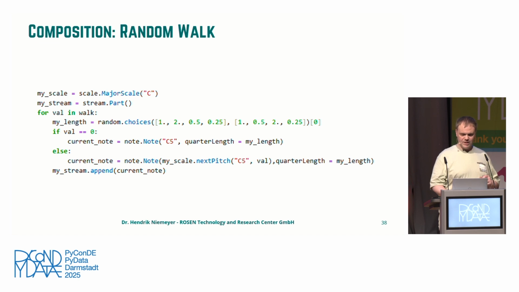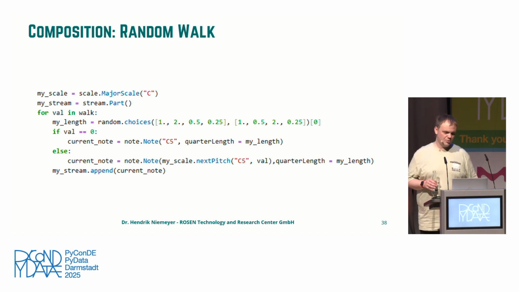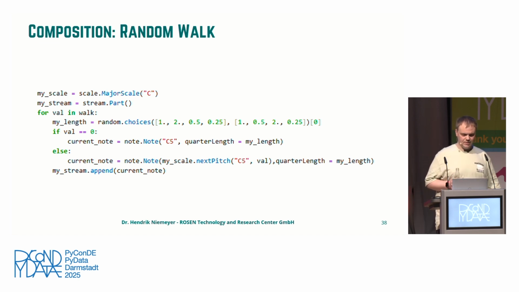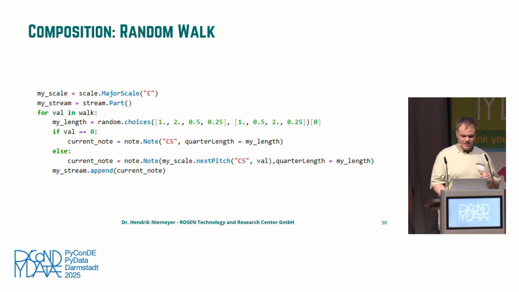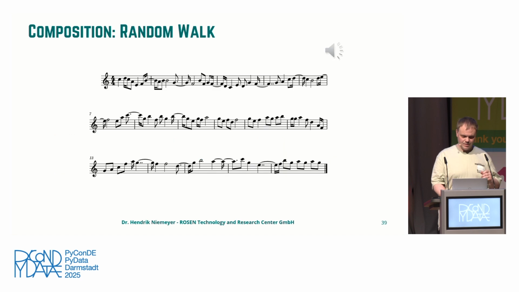And now we can turn it into music. We create a C major scale object. We create a part. We iterate over the values from the random walk. We draw a note length at random, either a quarter note, an eighth note, a half note, and so on. And then using the myScale.nextPitch function, we map our numerical value to the next pitch on the corresponding scale. And then we render out the music.